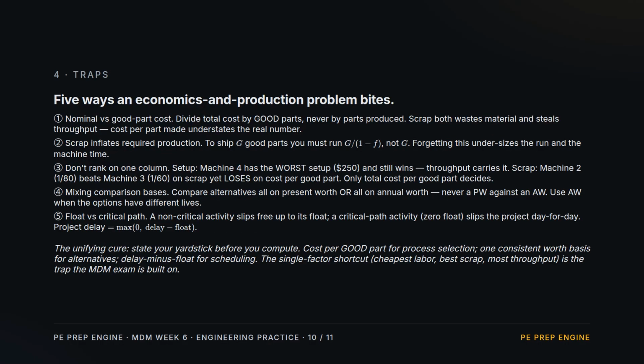Traps. 5 ways this bites. 1. Always divide by good parts, not parts produced. Scrap wastes material and machine time both. 2. Scrap inflates the run you must start. To ship a target, you produce the target over 1 minus the scrap fraction. 3. Never rank on a single column. The machine with the worst setup still won here on throughput, and a better scrap rate lost on total cost. Only cost per good part decides. 4. Compare alternatives on one consistent basis, all present worth or all annual worth, never mixed. 5. A non-critical activity slips free up to its float. A critical path activity slips the whole project day for day.